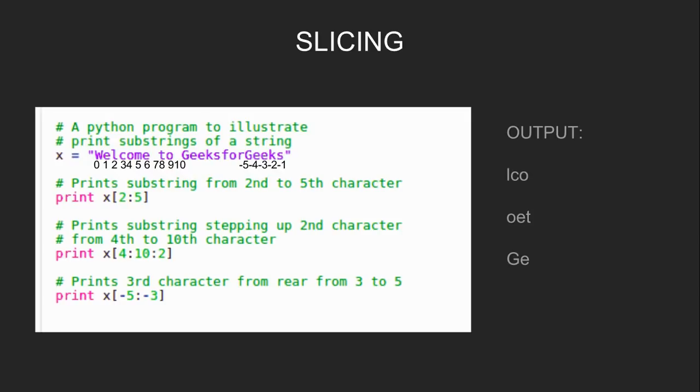x[-5:-3], in this case we will print from the last, minus 5 to minus 3, that is G E. Minus third one will not be printed as the ending is not inclusive. So we get only minus 5 and minus fourth index, that is G and E.